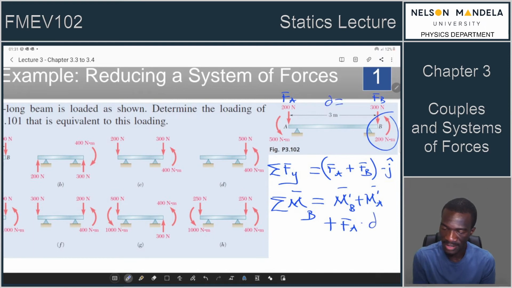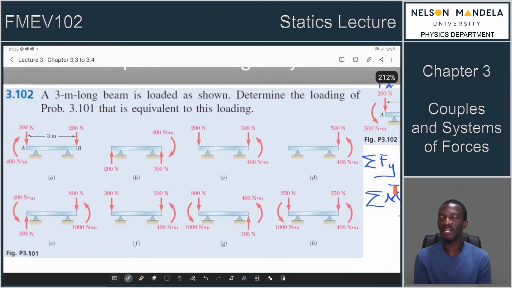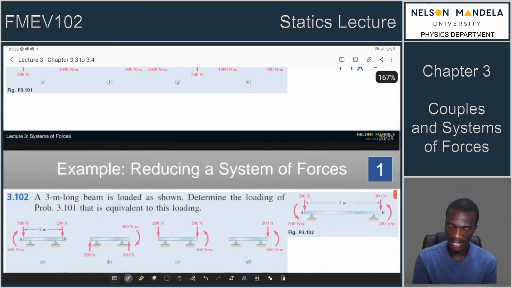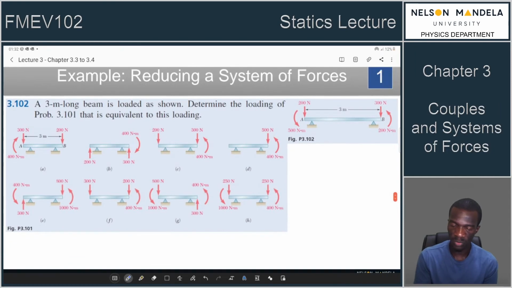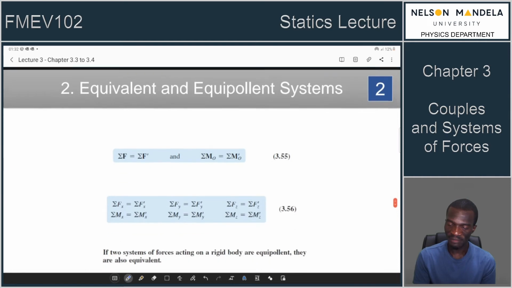So basically you now have moments about B. Then you look for a system which has got the same total of the turning effects, or total moment. So that summarizes how you would look for the loading that is equivalent. So that's the equivalent system.